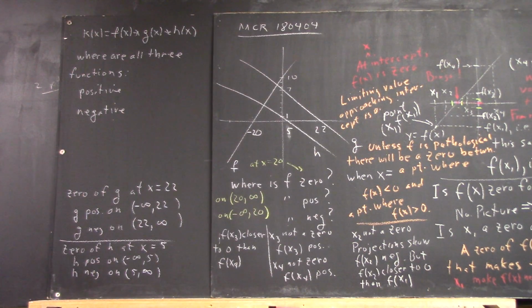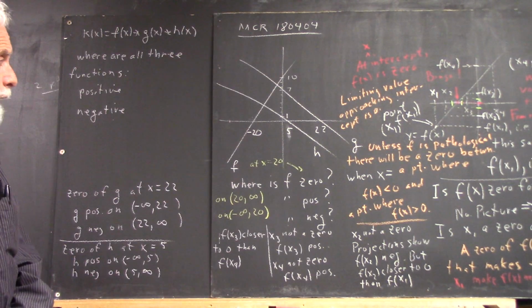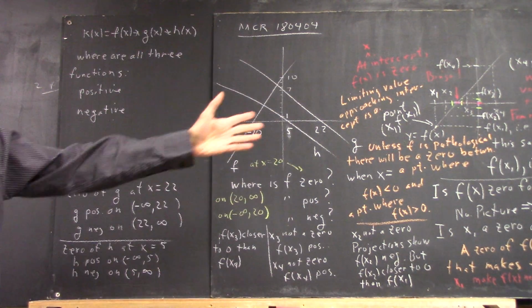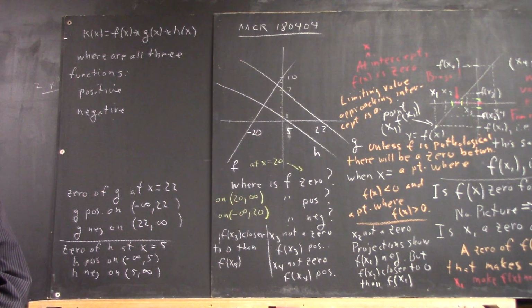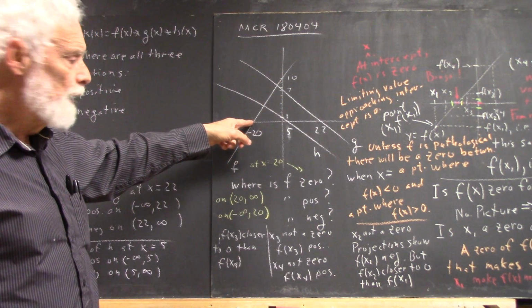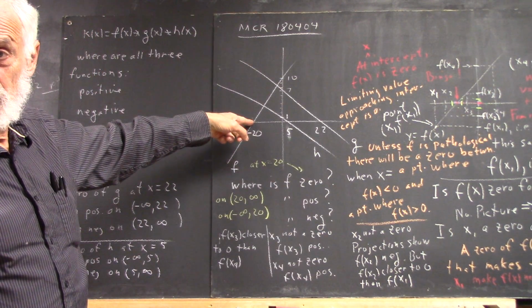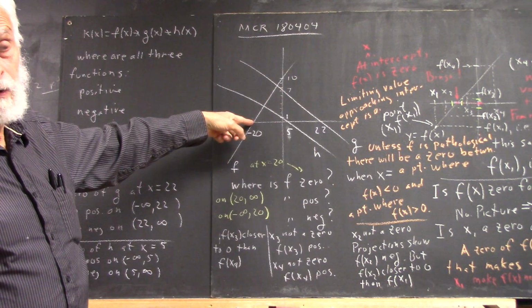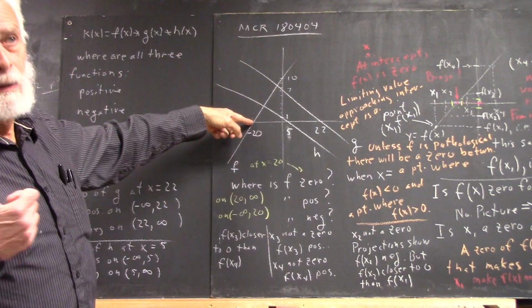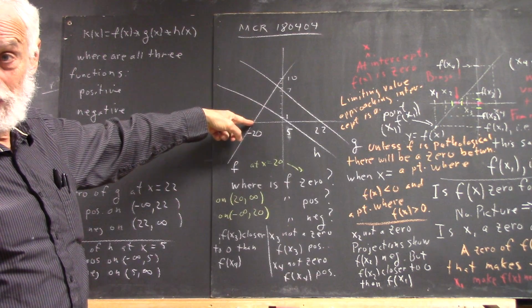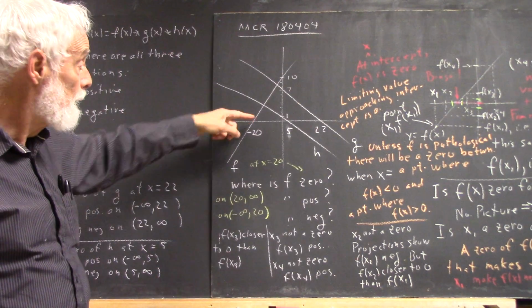Where could I locate an x value that makes all three functions positive? Can you give me a value of x on the scale that we've... Negative 20. Negative 20? Okay, if x is negative 20, what's the value of f of x? 0. Okay, so that's a good point to have chosen because I can make a point with that, but 0 isn't positive. 0 is just 0. But let's discuss that.